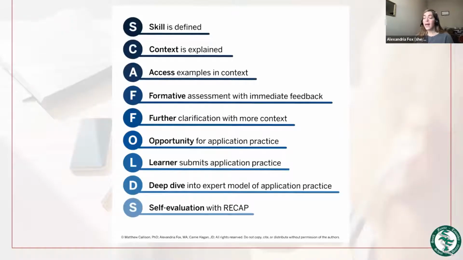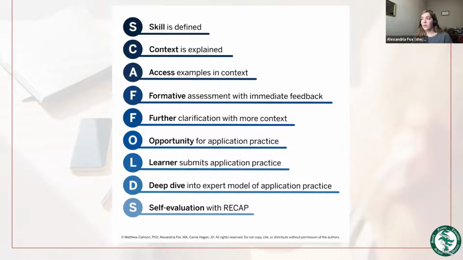So Scaffolds, which is the framework that we will be describing today, stands for, first, skill is defined. And what that means is that you're really telling what the learners are going to walk away with. The context is explained. And what that means is that you're letting the learners know where they will see this, not just out of context on a piece of paper, but showing them real examples.